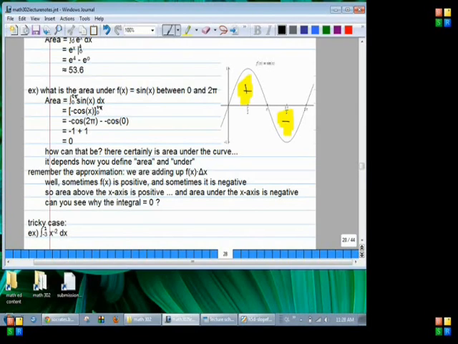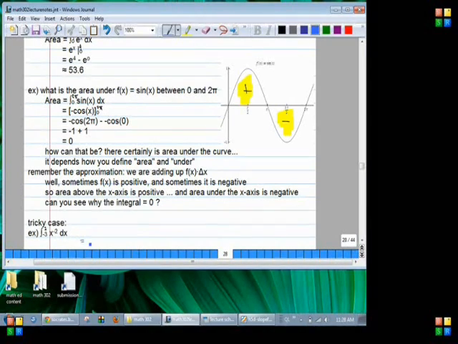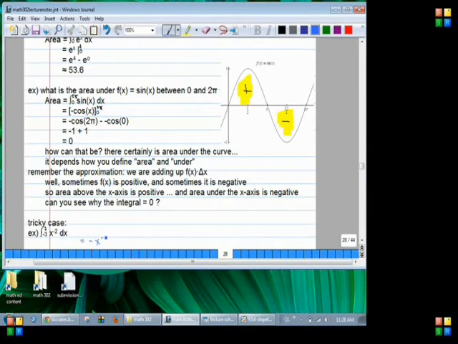So let's pretend I didn't put the words tricky case above this, and let's just do this problem. If we just do this problem, what happens? Well, what's the integral of x to the negative 2? Remember that it's x to the negative 1 over negative 1. So you just write that as negative x to the negative 1, evaluated from negative 3 to 2.